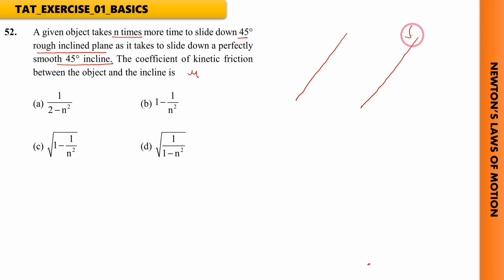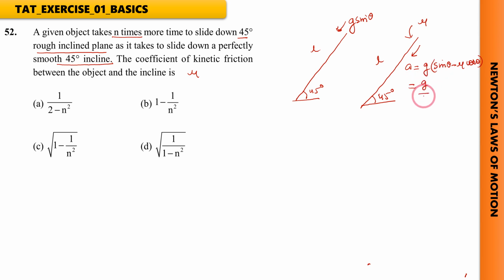The rough one has a coefficient of friction mu. We have to take the same length of incline in both cases, let's say L. Now what is the acceleration of the block on a smooth surface? It is g sin theta. And the acceleration of the block on the rough surface is a equals g sin theta minus mu cos theta, right? So when you put 45 degrees, it will come g by root 2 times (1 minus mu), and here, g upon root 2.